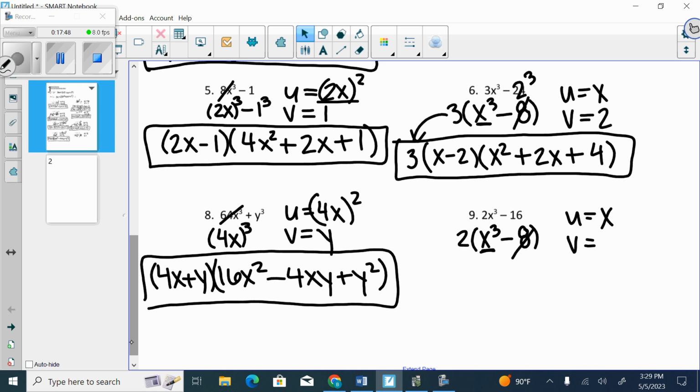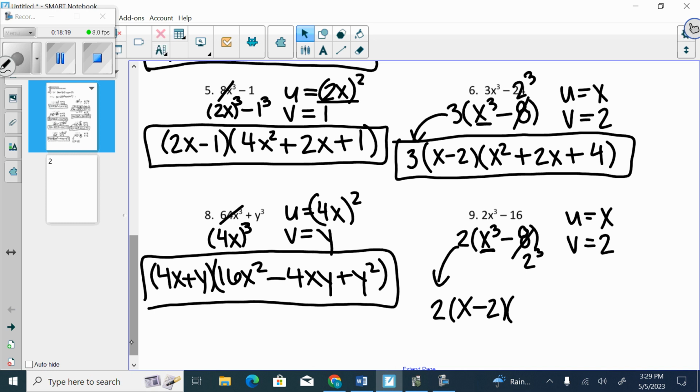What does 8 become? 2 cubed. So what's v? 2. All right, so what am I going to bring down and put out in front? The 2, my GCF, so bring that 2 down. All right, and then in my parenthesis, am I going to have u minus v or u plus v? U minus v, so that for us would be x minus 2. Good job.